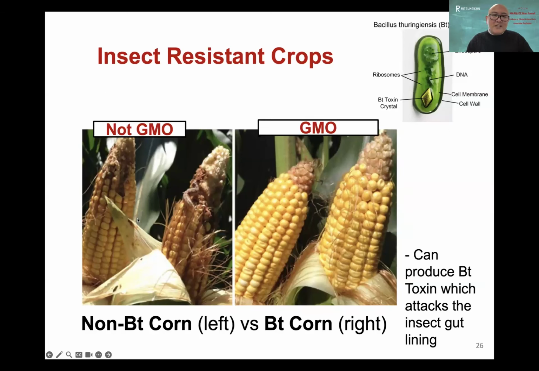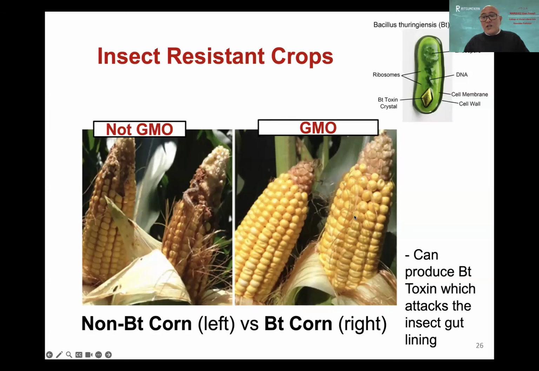Now you can see here the non-GMO corn, and since it doesn't have BT toxin in its kernel, it is easily eaten by the pest. Especially if you have a very industrial corn farm, very dense corn that is not GMO, imagine it's a very dense feast for the pest. But now this BT corn can produce BT toxin, which attacks the insect gut lining of this pest. Because it attacks the insect gut lining, they die. So that's why you cannot see any pest on the BT corn.